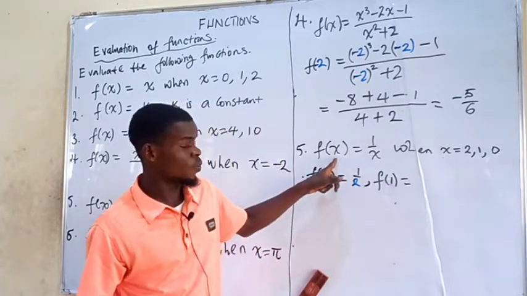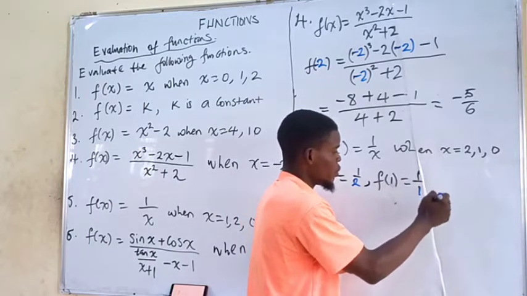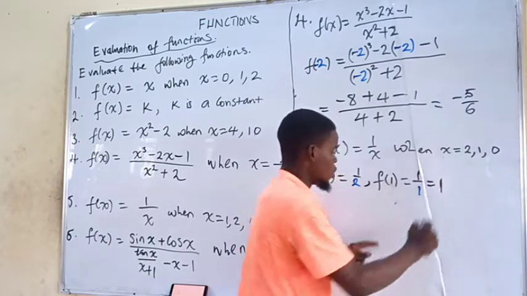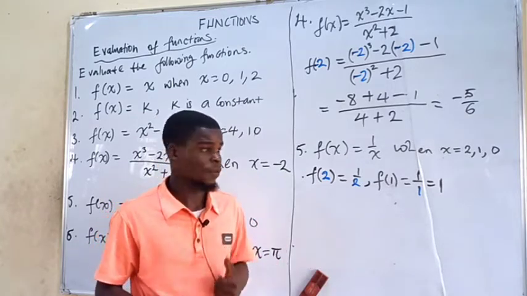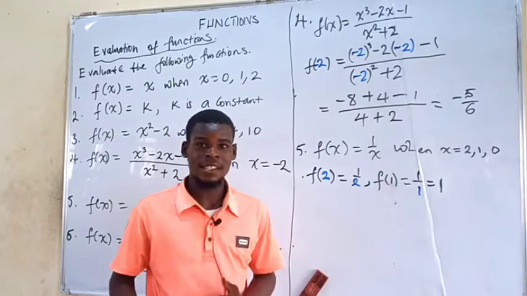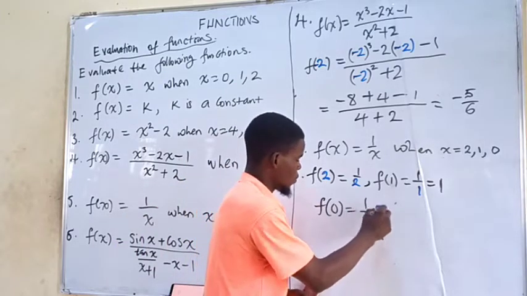So when x is 1, we plug in 1 here, we plug in 1 here, that gives us 1 over 1, which is just 1, right? And this is 1 over 2, which is just 1 over 2. You can express it in decimal as 0.5.